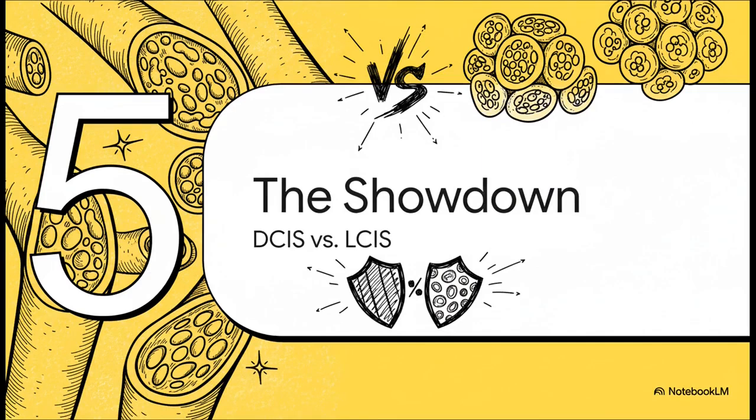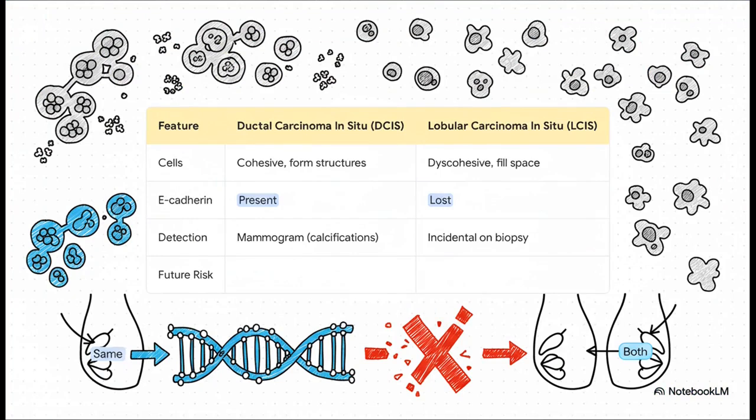Now, carcinoma in situ comes in two main flavors. We've just talked about DCIS. The other one is LCIS, or lobular carcinoma in situ. And knowing the difference between these two is absolutely critical. So let's put them side by side, a showdown between DCIS and LCIS. Please pay close attention to this.